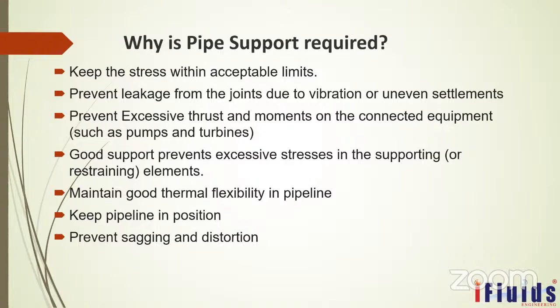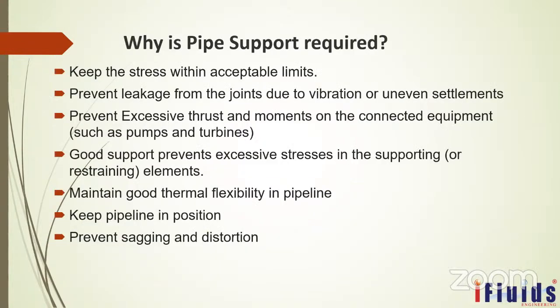And then prevent excessive thrust and movements connected to the equipment. And then maintain good thermal flexibility in a pipeline and keep the pipeline in its original position. Position means initially we have laid the pipeline in one set line. The piping support only keeps the pipe in its original position to prevent sagging and distortion. So these are all the functions of piping support.